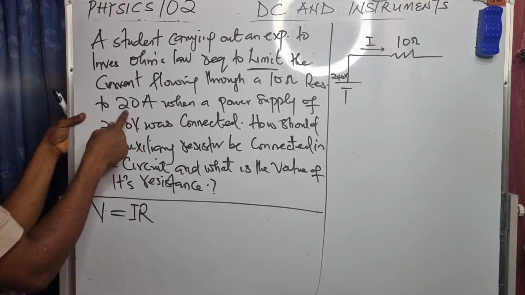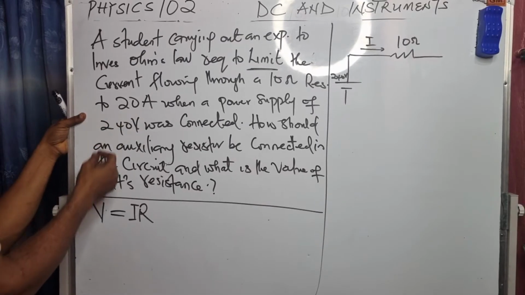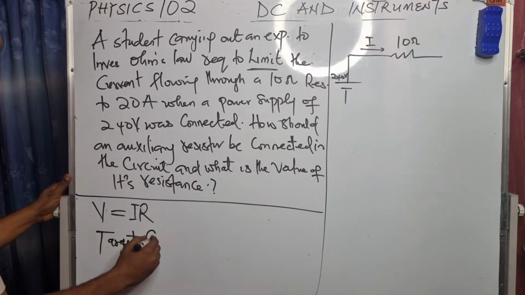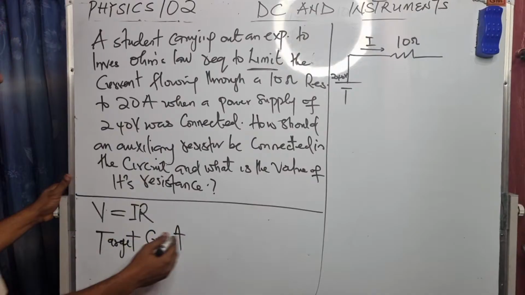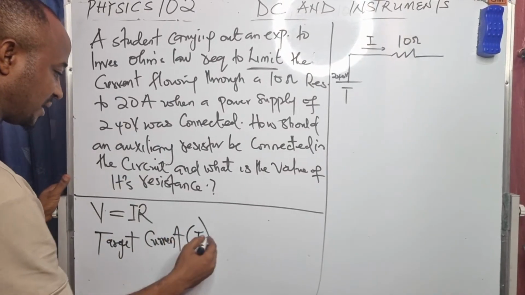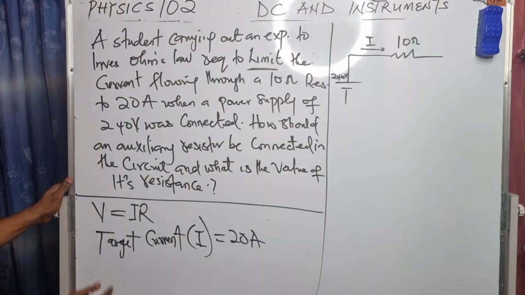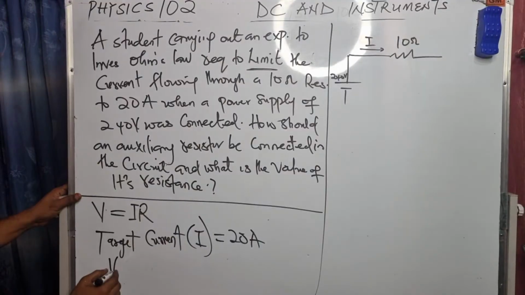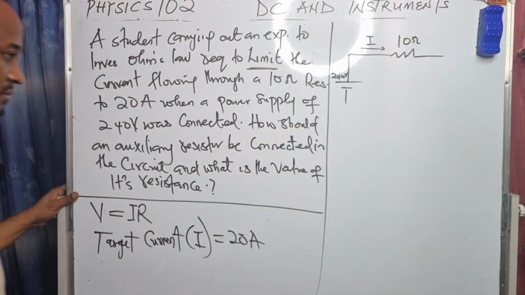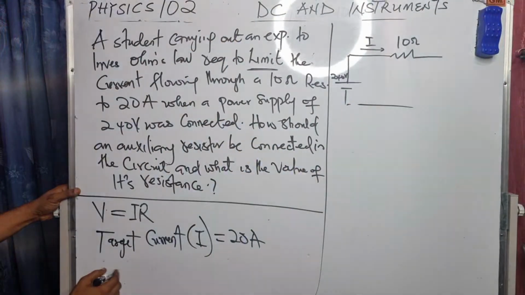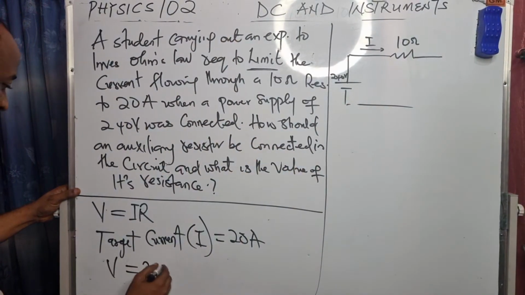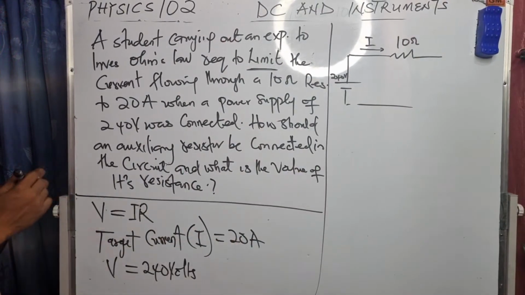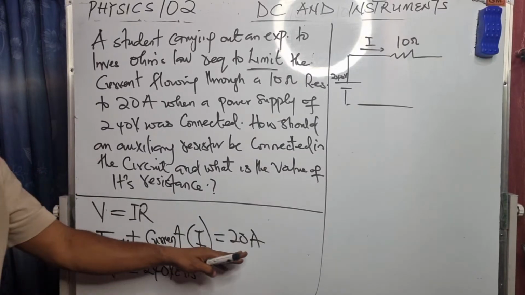I want to limit the current to this 20 ampere. So our target current, the current we need, which is our total current, should be what? 20 ampere. That's our target current. When a power supply of 240 volts was connected, that means our total voltage V is 240 volts. So the current we want to limit might be more than 20 amp.